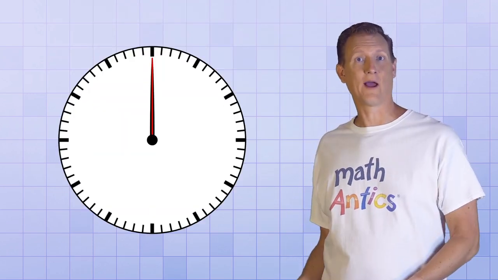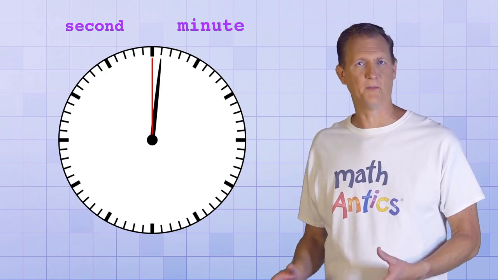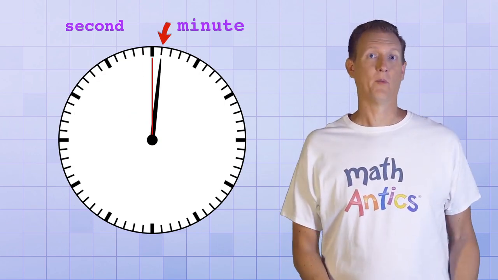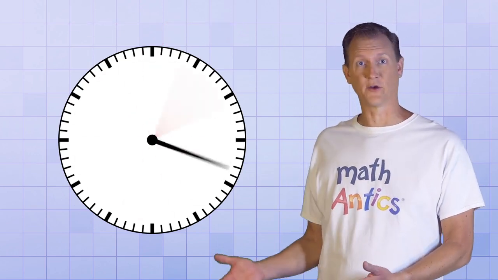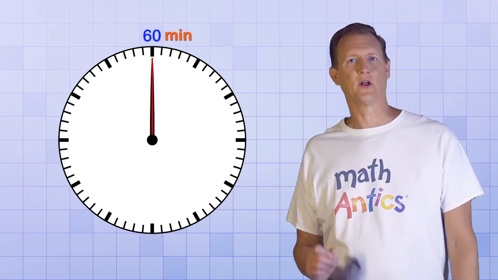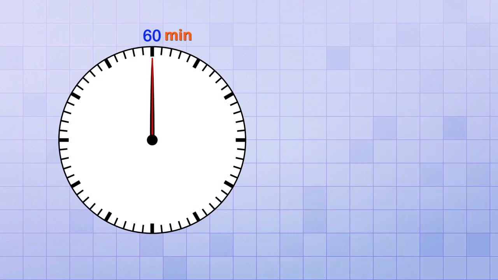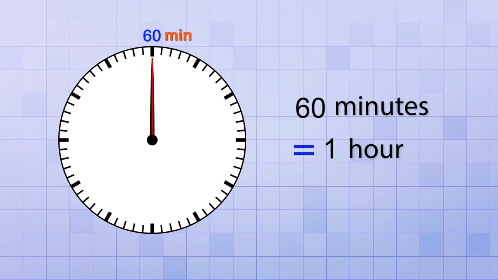Okay, so now you know how the second and minute hands work. When the second hand goes all the way around, the minute hand increases by 1. But what happens when the minute hand eventually goes all the way around and has counted out 60 minutes? If you paid close attention at the beginning of the video, you probably know the answer. 60 minutes equals 1 hour. So when the minute hand goes all the way around, it means 1 hour of time has passed.